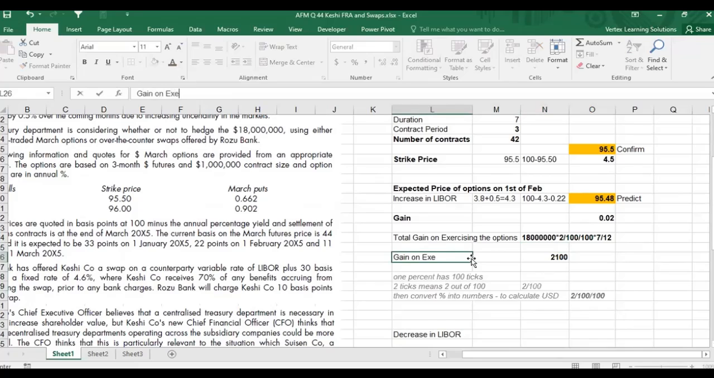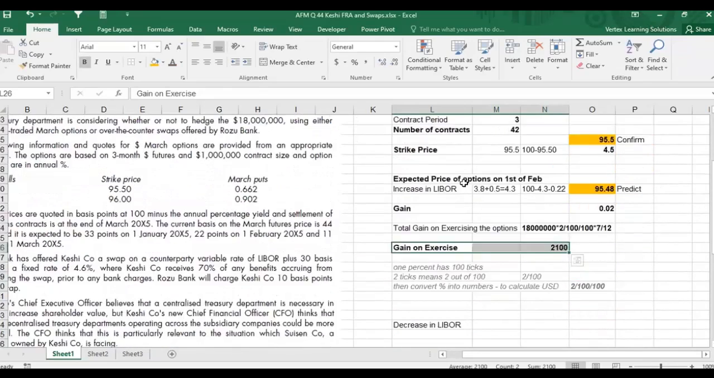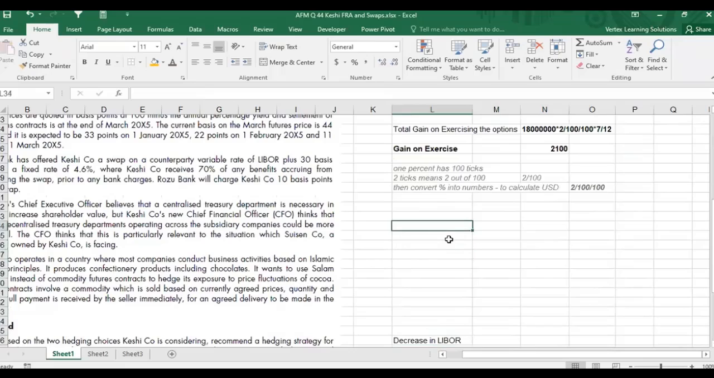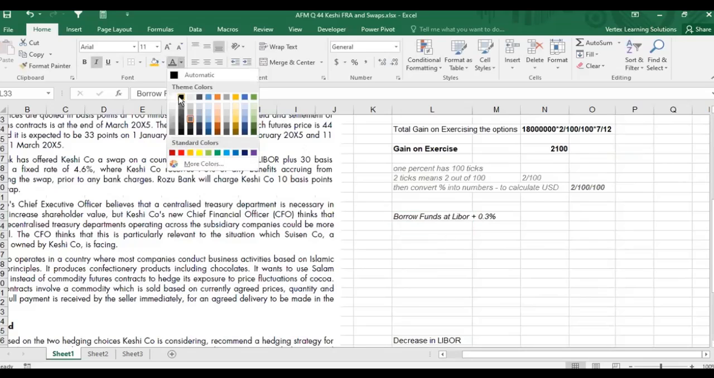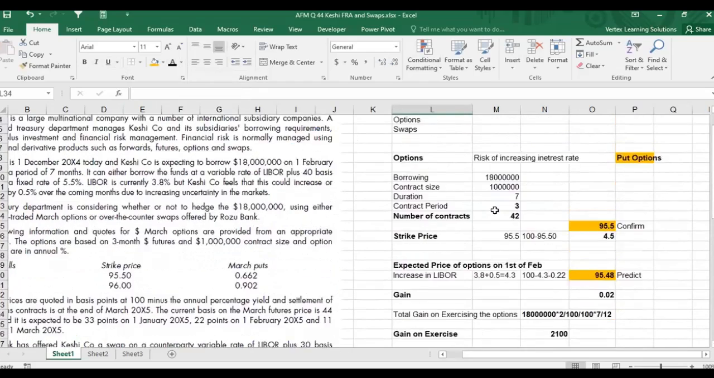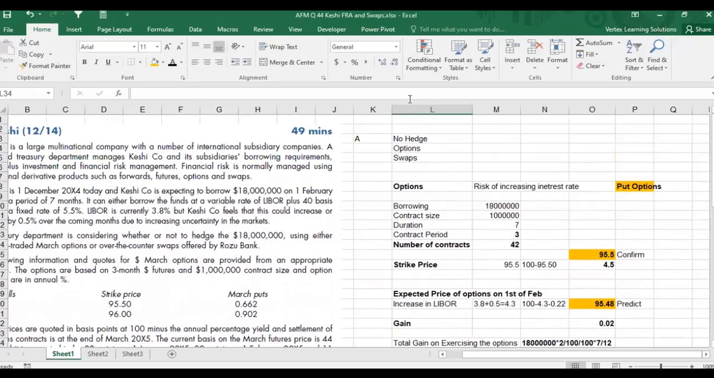Yes, sir. Gain on exercise. So my gain on exercise is 2100. But then what I need to do is make a borrowing. How much is my borrowing, by the way? Because we want to borrow funds at LIBOR plus 0.3%. See here, I said that we will not borrow at the fixed rate at all, because the fixed rate was very high. If you remember, in the beginning I said that the fixed rate is 5.5%, which never makes sense.